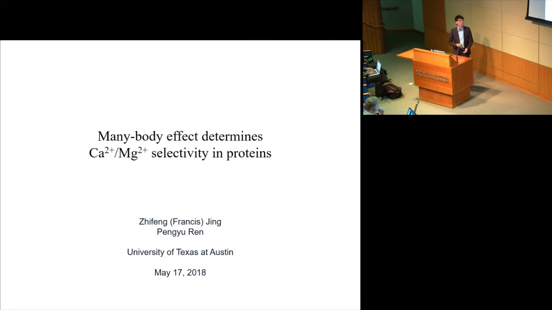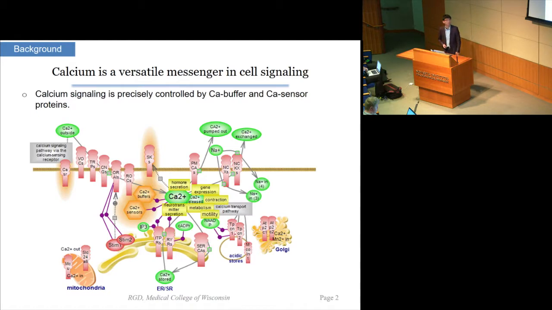I'm from RenLab at UT Austin, and today I will talk about our recent work on understanding the selectivity of calcium and magnesium using free energy calculations. So calcium is a versatile messenger in cell signaling that controls various biological processes, including cell growth and death, metabolism, and muscle contraction.